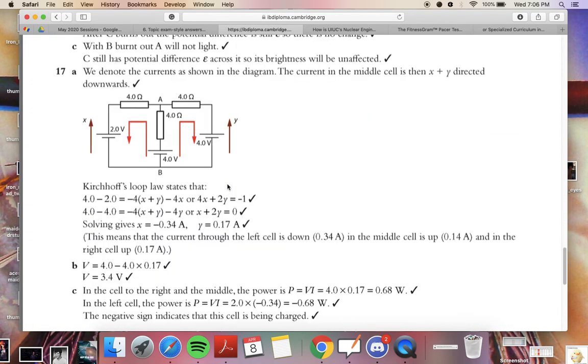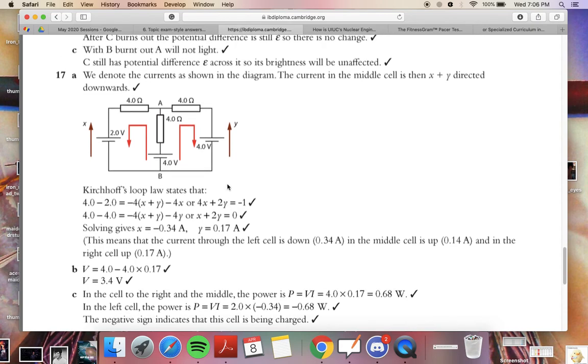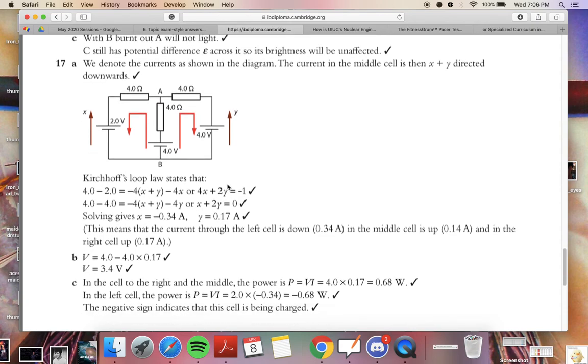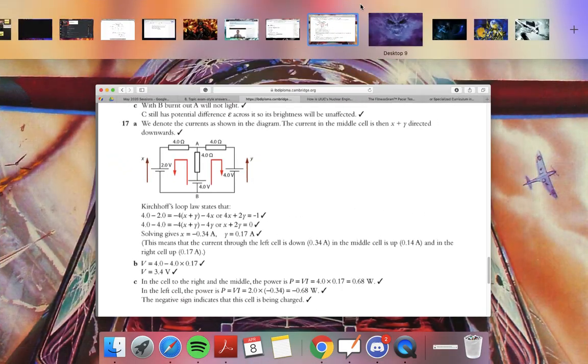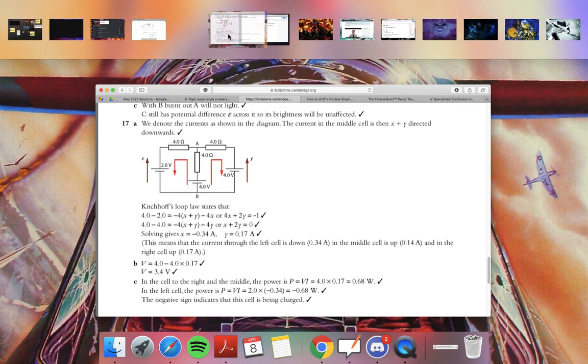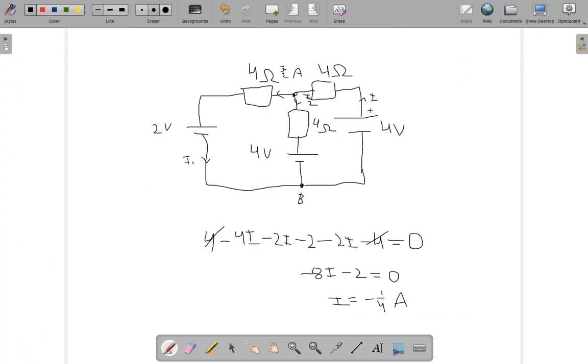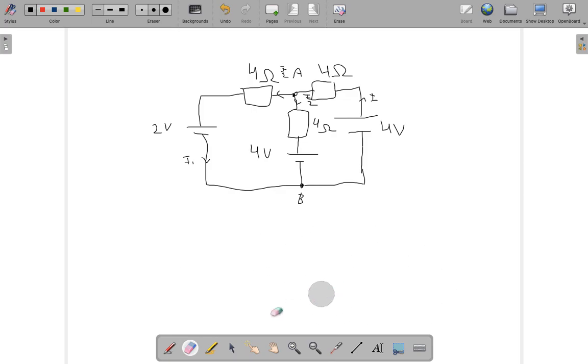Question number 17. Here we go. Okay. Oh, I see. They made use of something different over here. They took the current coming out from the center cell. And the answers seem different as well. Okay. Let me try that again then. I'll bring this over here to refer to it.